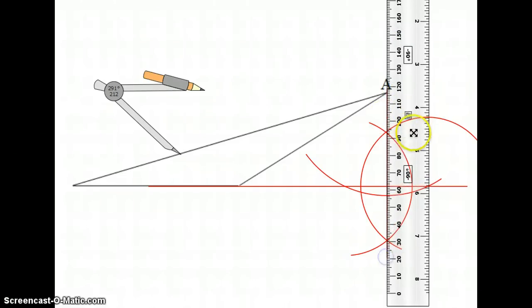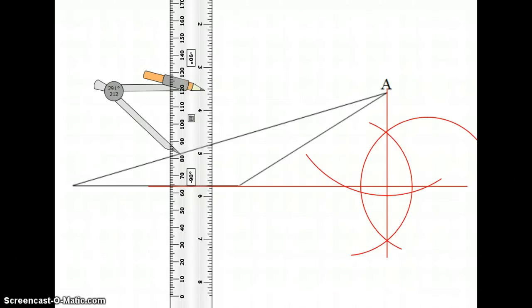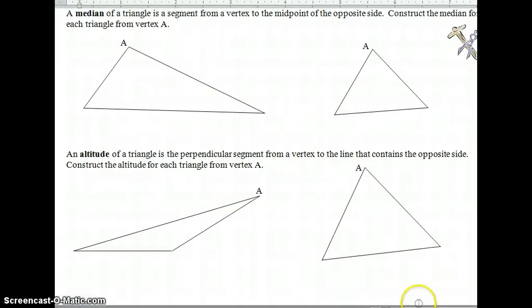Okay, so there's the perpendicular, great, but the part that I really care about, the part that is the altitude, goes from point A straight down to here. Now that is perpendicular. It goes to the line that contains the side, which is exactly what I needed. Okay, so that's the end of that.